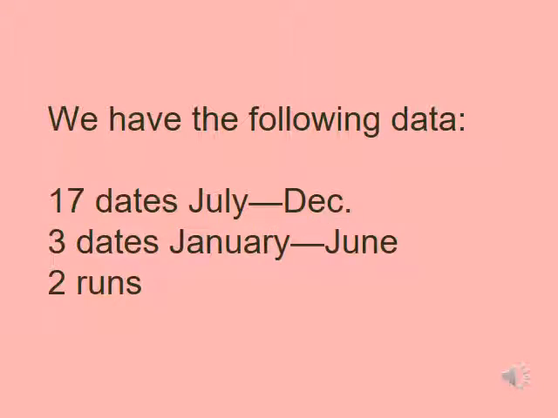Now again, I completely made up those numbers, and in the real situation, they weren't quite as obvious of a pattern as what I came up with there. But with 365 days, you don't have to have as big of a pattern to come up with a significant result. Here, I had 17 dates that were in the second half of the year, 3 dates that were in the first half, and there were 2 runs. There were the first 17, and then there were the other 3.